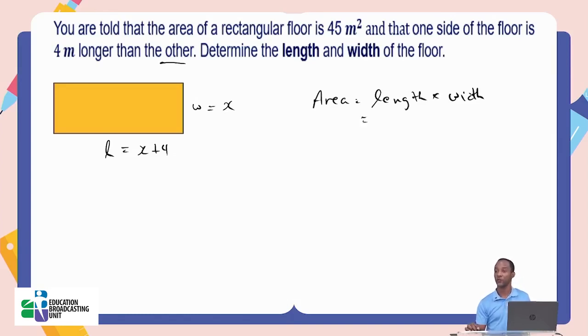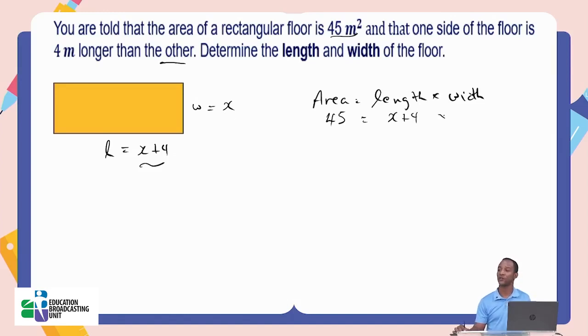The area, we're told, of the rectangular floor is, so that's a key point. Let's go back to the question. You're told that the area of the rectangular floor is 45 meters squared, so we want to put that in. The area is 45 meters squared. Let's leave off the meters for now. The length we have as an algebraic expression, x plus 4. And the width is x.